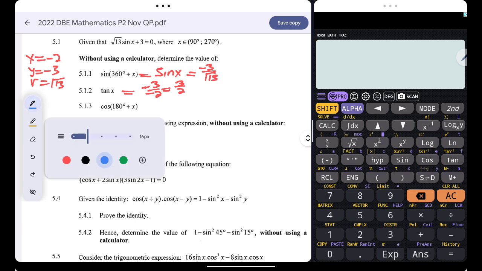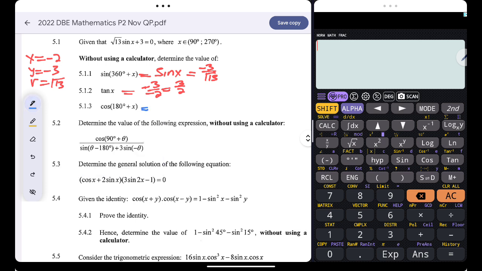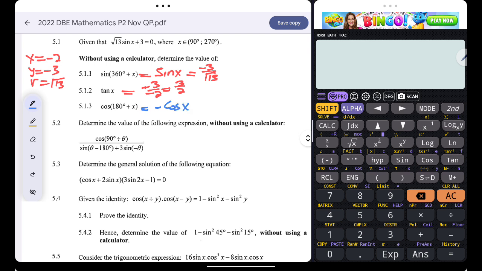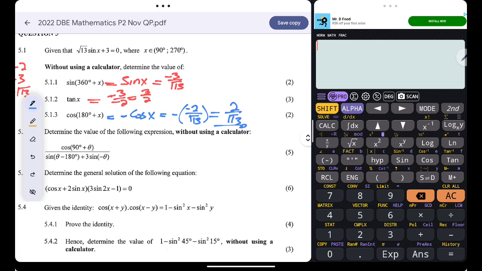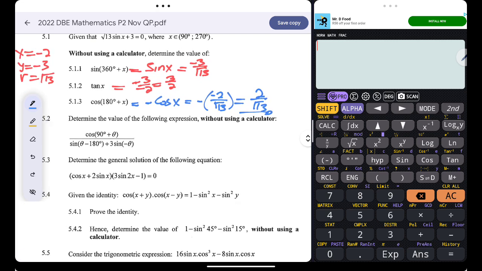And then the first thing I need to do there is to reduce the angle. 180 plus x is an angle in the third quadrant, and cos is negative there. So I'll simply have negative cos x, right? I do know the numerical value of cos x. I can simply substitute x over r. Then I'll get negative 2 over the square root of 13, and then you get your full 7 marks, guys.